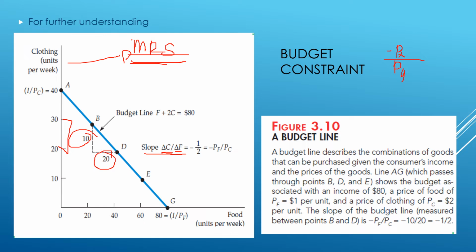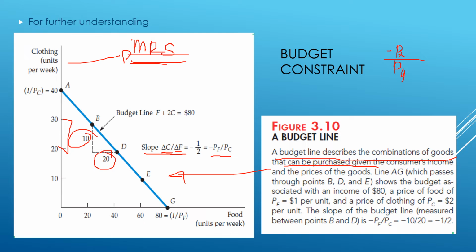So by having that, we have what we call the 1/2. And that will give you the negative change in the price of F to the change in the price of C. Okay, so that's how you're going to deal with it. Take note that a budget line always describes the combination of the goods that can be purchased, as I explained a while ago.